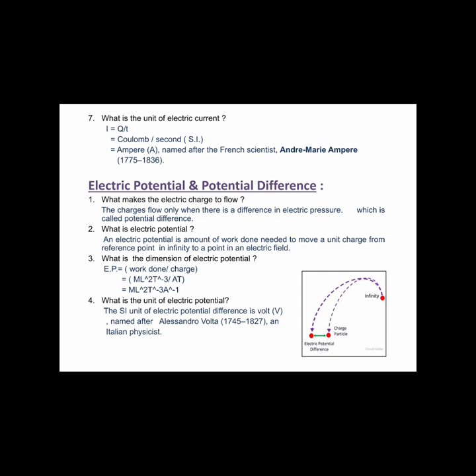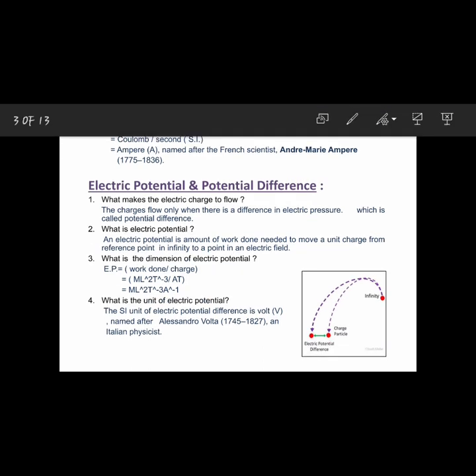What is the unit of electric current? I equal to Q by T. The unit of Q is coulomb and T is second. So the unit of I in SI is coulomb per second. This is called ampere, named after French scientist André Marie Ampere. Electric potential and potential difference.